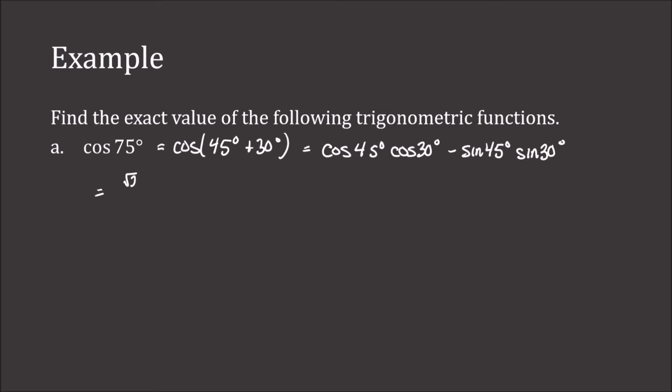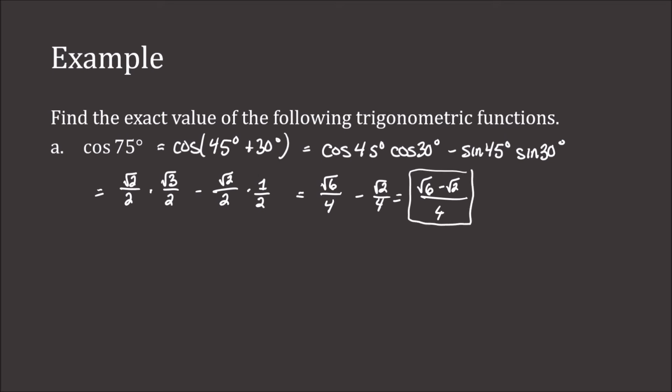Cosine of 45 degrees is square root of 2 over 2. Cosine of 30 degrees is square root of 3 over 2. Sine of 45 is square root of 2 over 2. Sine of 30 is 1/2. Multiplying this out, we'll get square root of 6 over 4, minus square root of 2 over 4. Simplifying, we get root 6 minus root 2 all over 4. So this is the exact value of cosine of 75 degrees.